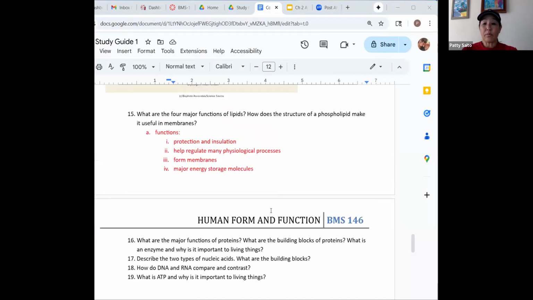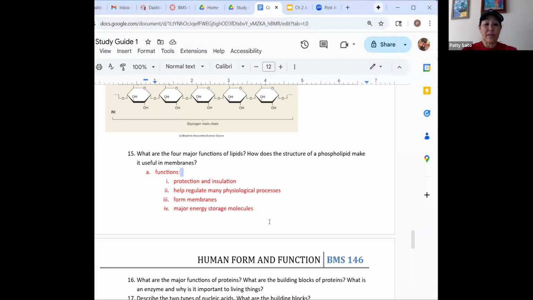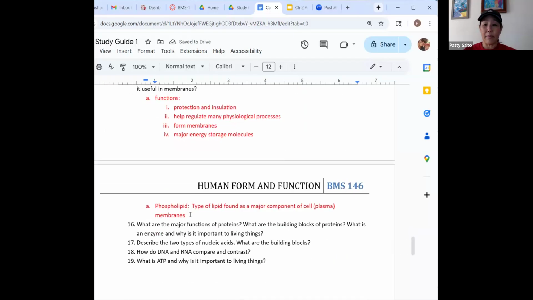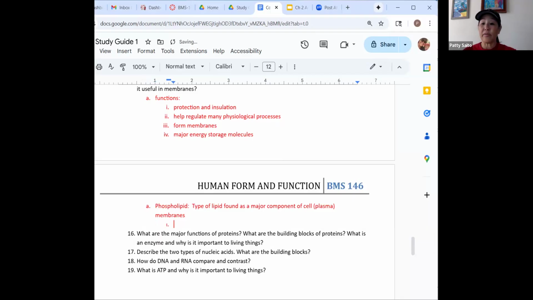All right. Next question. How does the structure of a phospholipid make it useful in membranes? All right, so here we go. Phospholipids are just a type of lipid. This is the third function, for membranes. It's a type of lipid found as a major component of cell membranes. Now, we haven't really talked about a cell yet, that's coming up, but know that all our cells are surrounded by membranes. And now you know that a major component of all these membranes around every cell is this type of lipid called a phospholipid. So it's a major component of membranes. There are two parts to the phospholipid.